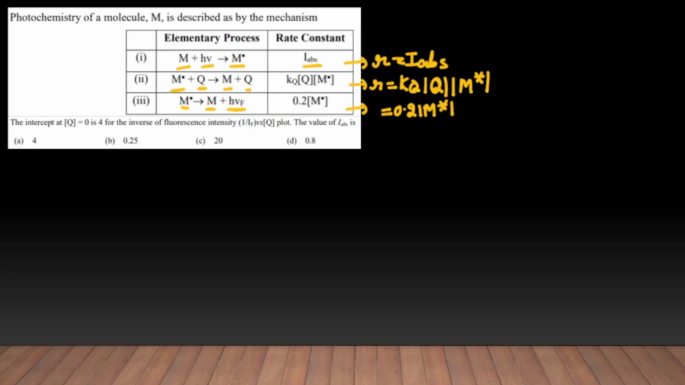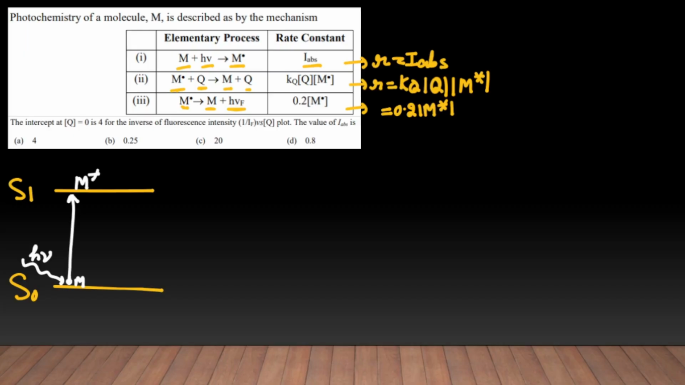So what are these processes basically? If you see from your Jablonski diagram, this is the ground state S0 and this is S1. Here suppose you have the molecule M. This molecule M absorbs some h nu amount of energy, and by absorbing this energy it goes to the excited state and becomes M star, right? So for this process the rate is given, which is I absorbed. Absorption is taking place.